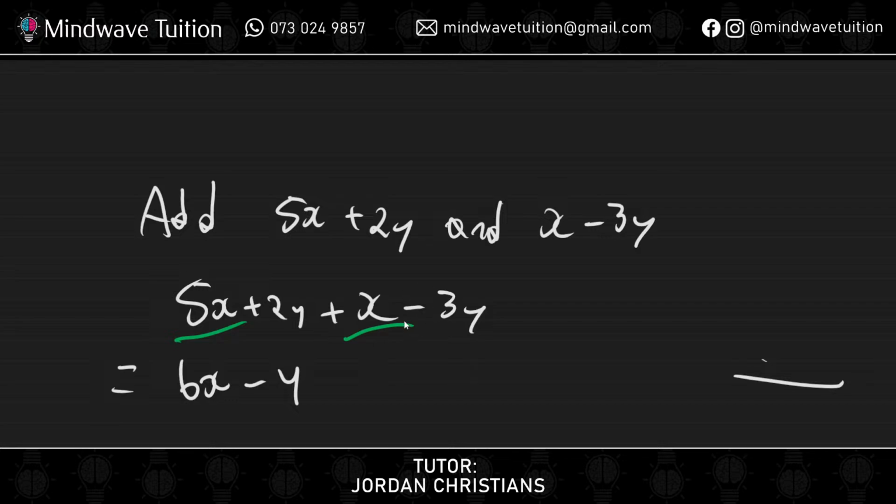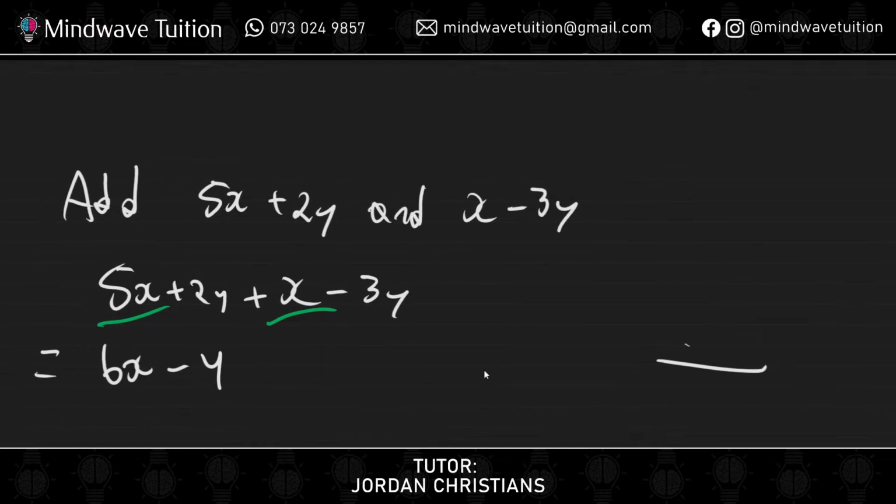So note how this negative here, even though we're saying we're adding the two terms, we are considering this entire term as one whole thing. So the 5x plus 2y we consider one term, and the x minus 3y we consider one term, and we're just adding them. But that just means that whatever the sign is, we need to do whatever the operation is of that sign. So the final answer is 6x minus y.